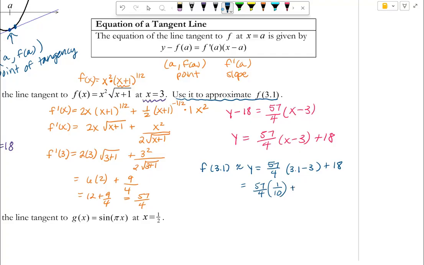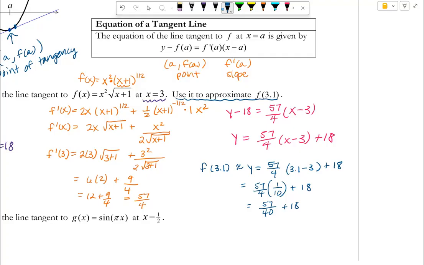Sometimes it's easier to go either all fraction or all decimal there, in my opinion. All right, so 57/4 times 1/10 is just 57/40. I always think going all fraction is easier. Got to add 18 to that. And honestly, if this was a free response question, I could leave my answer like that.